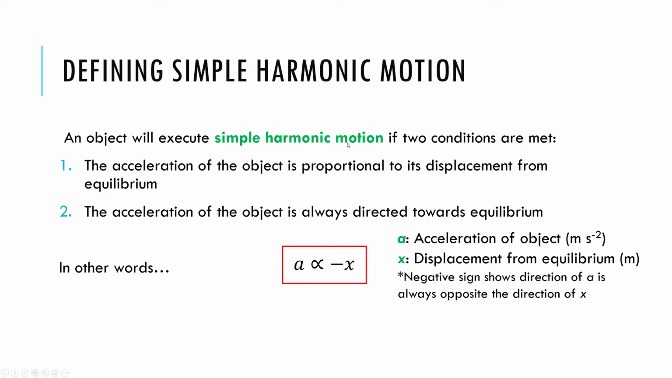This would then be the relationship that defines it in math terms. This right here, remember, is a symbol for proportional to, which means if I double the displacement, then the acceleration would double. If I cut the displacement in half, then the acceleration would cut in half. They scale exactly the same way. The negative sign is a way to show that the directions are always opposite. So if I have a displacement to the left, my acceleration is to the right, and vice versa.